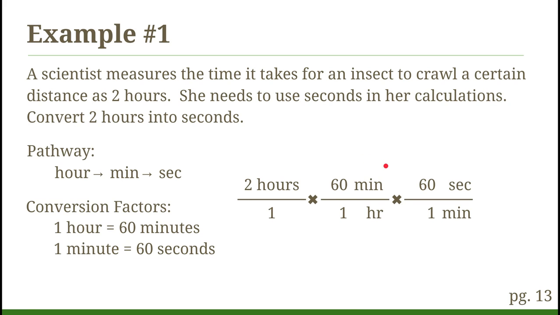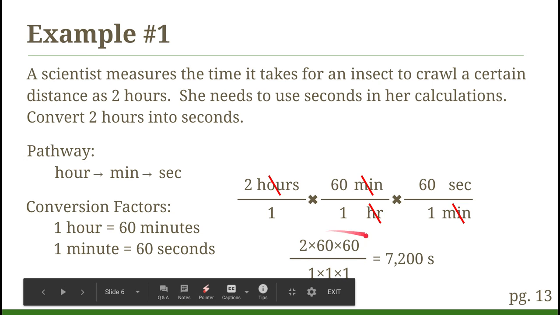And so we can multiply all of them across the top after canceling the units, and then multiply all of them across the bottom and divide. So what we get when we multiply all of these numbers is 7,200, and all of these numbers is 1. And so 7,200 divided by 1 is this final answer.